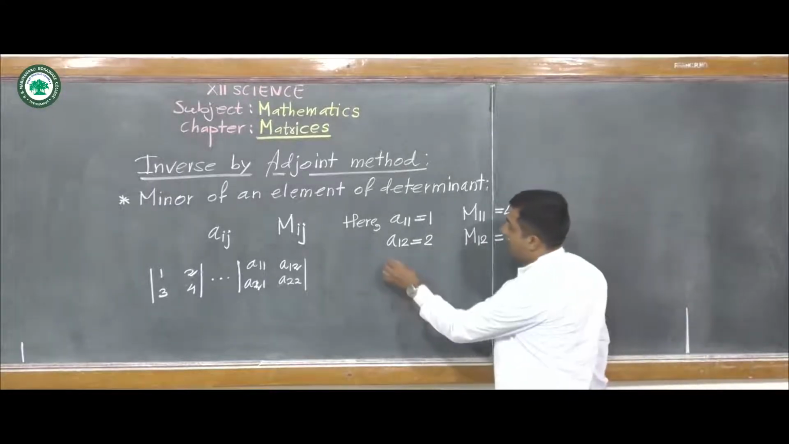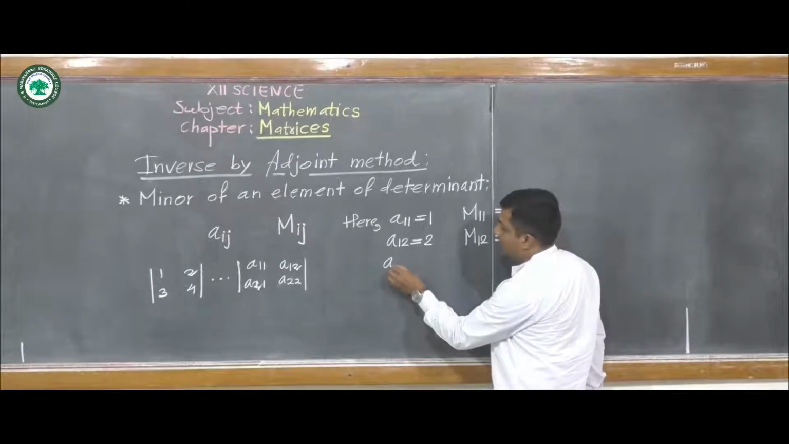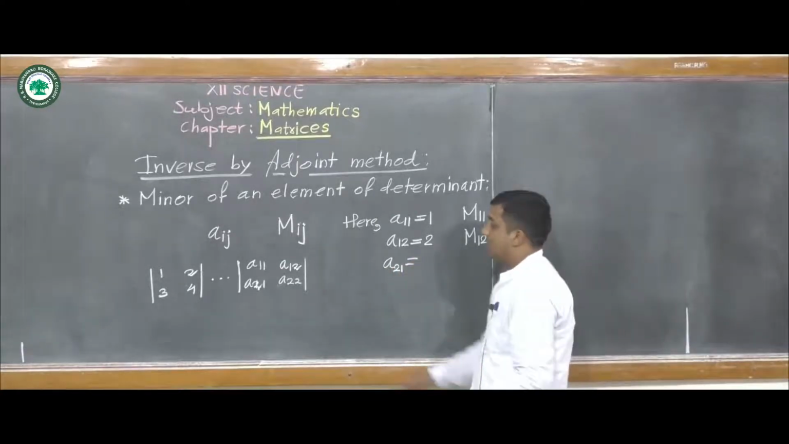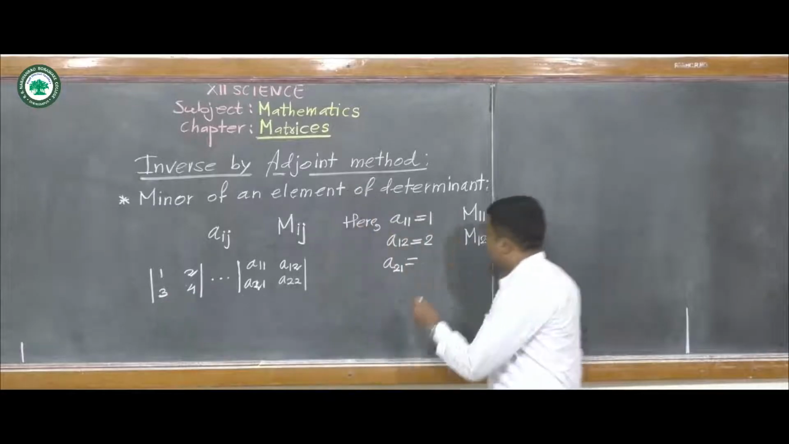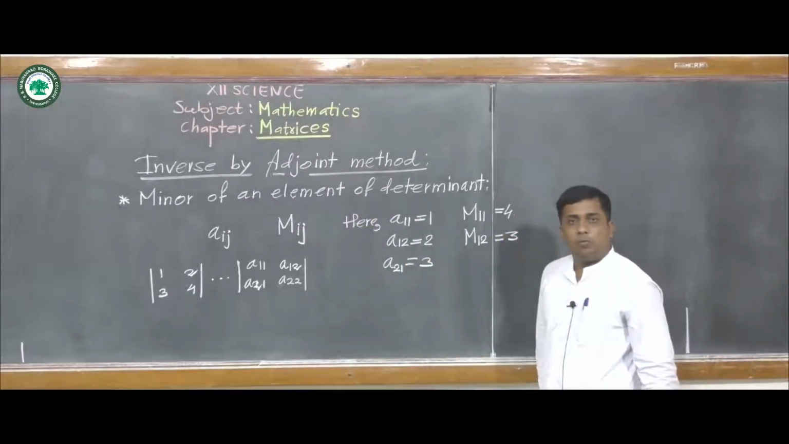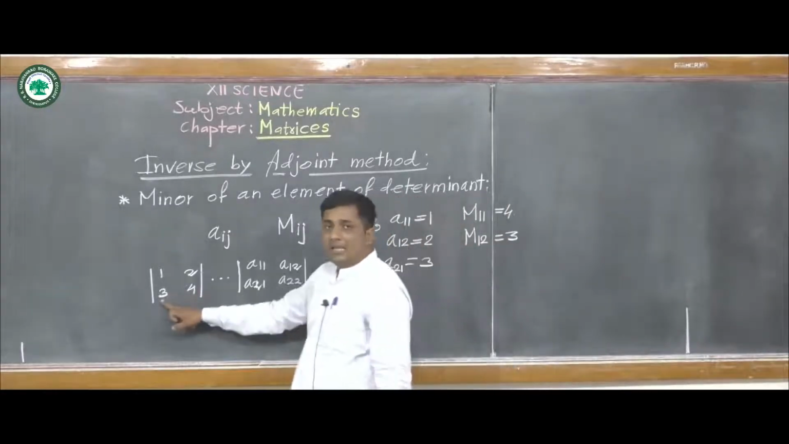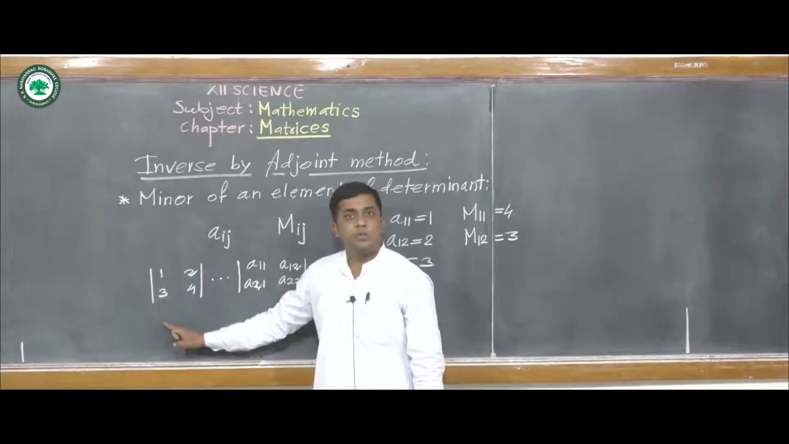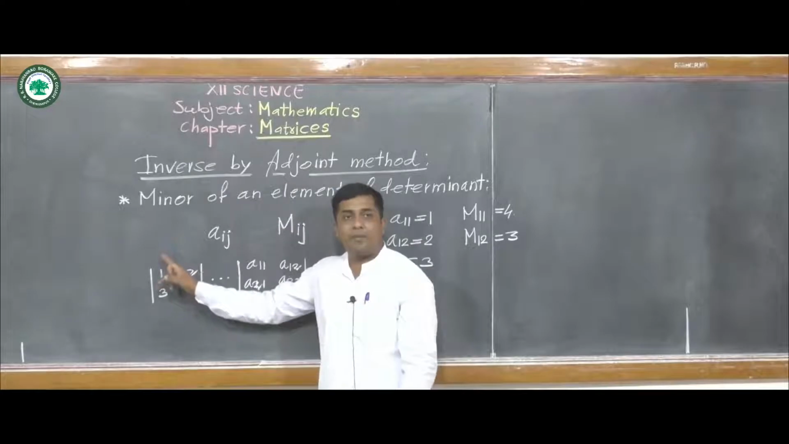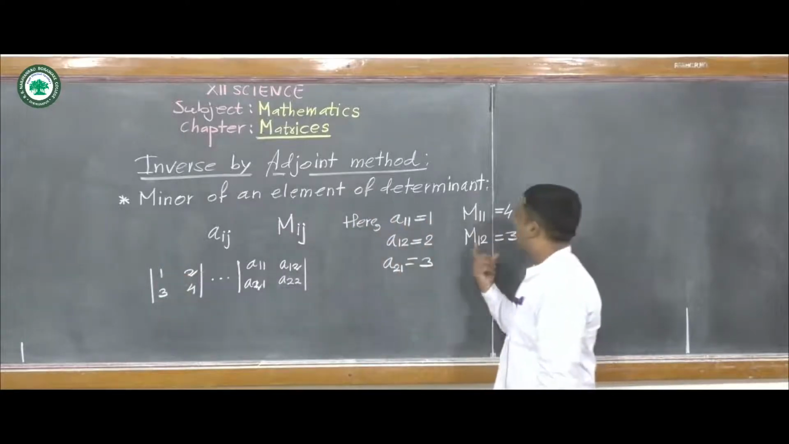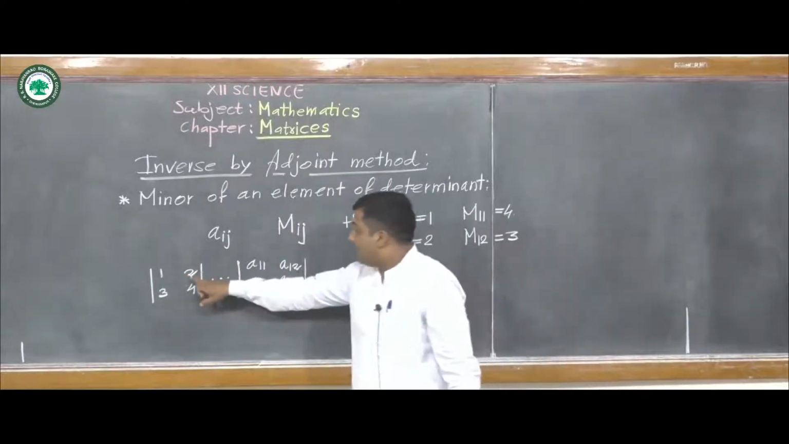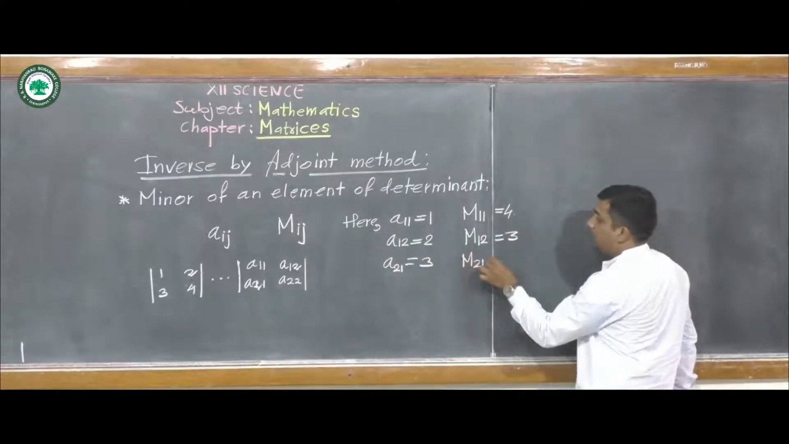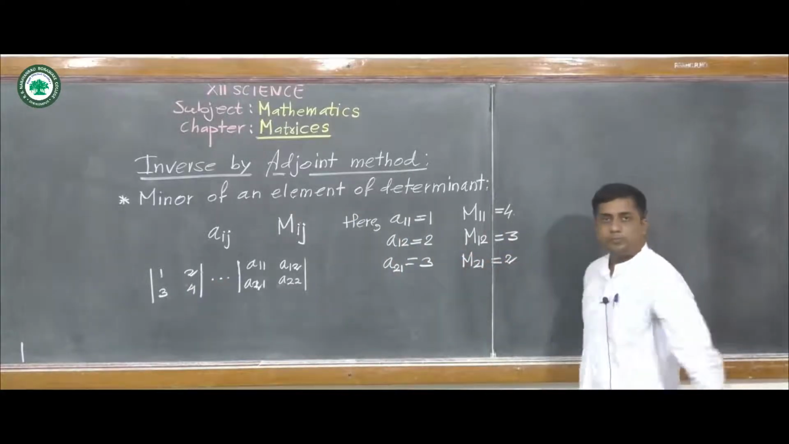Next, we find the minor of the element A21. Here A21 is equal to 3. This 3 is in the second row and first column. So we delete the second row and first column to find the minor. Here the minor is 2. So M21 is equal to 2.